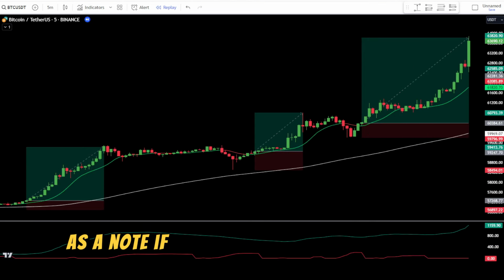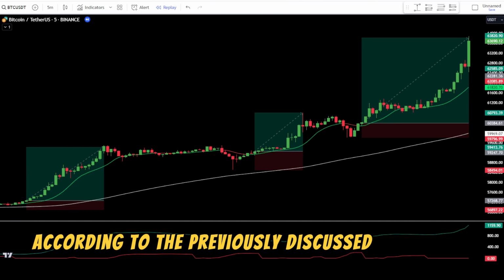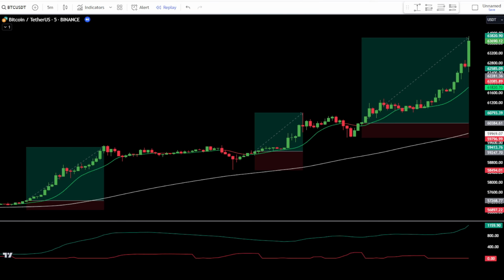As a note, if in a sufficiently strong trend, you can place orders according to the previously discussed conditions. For example, in a strong bullish trend, the KNN line will be above the MA KNN, and the Andean Oscillator is still in a bullish trend.